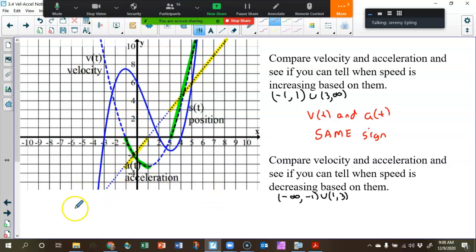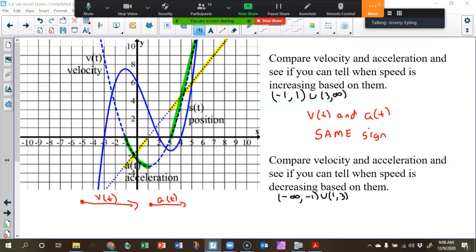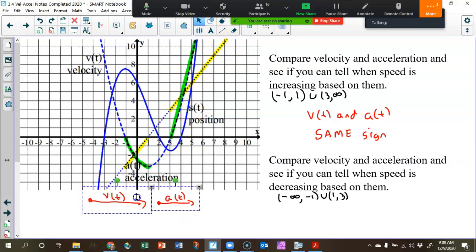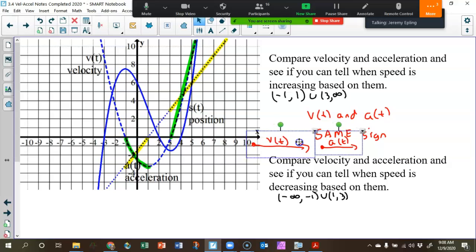Now, that shouldn't come as a big surprise. Velocity is a vector. So we might have our velocity vector moving to the right. Acceleration is also a vector. So if our acceleration vector is also moving to the right, then these two things are working together. And so our speed is increasing.